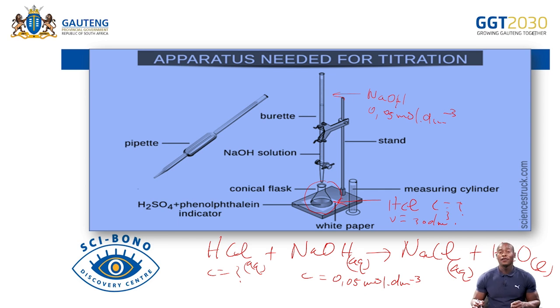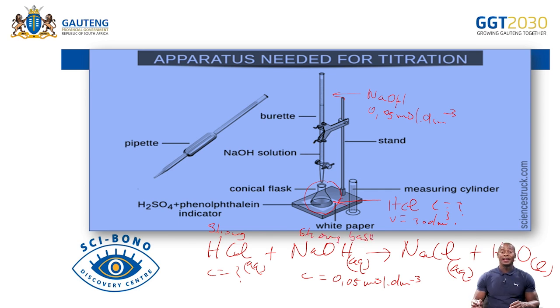Before we start with our titration process, we have to add a suitable indicator. There are 3 indicators that we use. For a reaction of a strong acid and a strong base, to determine the endpoint we use bromothymol blue. For a reaction of a strong acid and a weak base, we use methyl orange. For a reaction of a strong base with a weak acid, we use phenolphthalein. So this reaction is a reaction of a strong acid and a strong base.